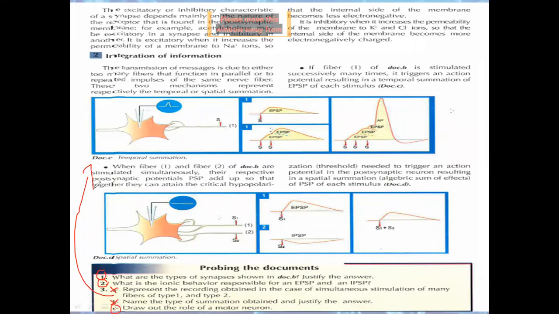So part C, draw out the role of the motor neuron. It has a summation property. It receives many messages and adds them to give one efferent message. This is the role of the motor neuron. So these notes are very important to know regarding the synapses.